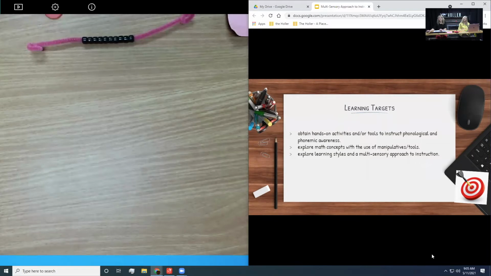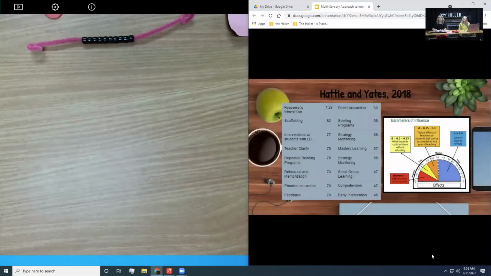All right. So, first of all, let's talk about why it's so important to use the multisensory approach. We're referring to Hattie and Yates. With Hattie, you may have heard them refer to the Hattie effect size. What he's done is a study of the effectiveness of different strategies when teachers are presenting in a classroom, whenever you're working with your students in the classroom or in your small groups.